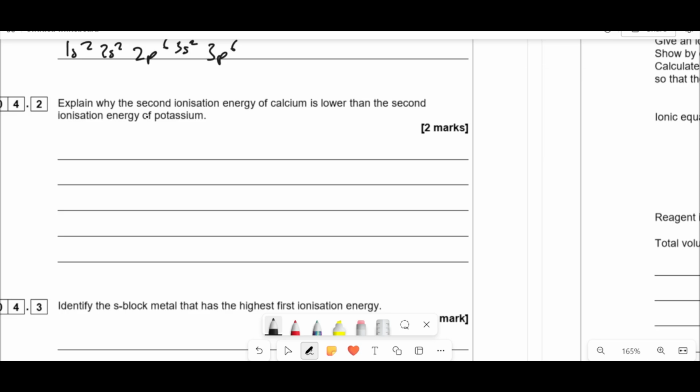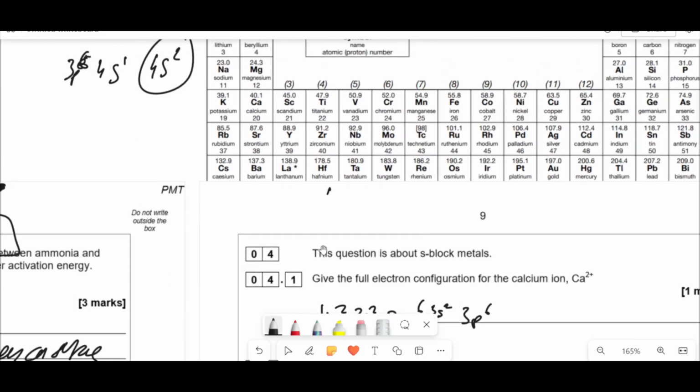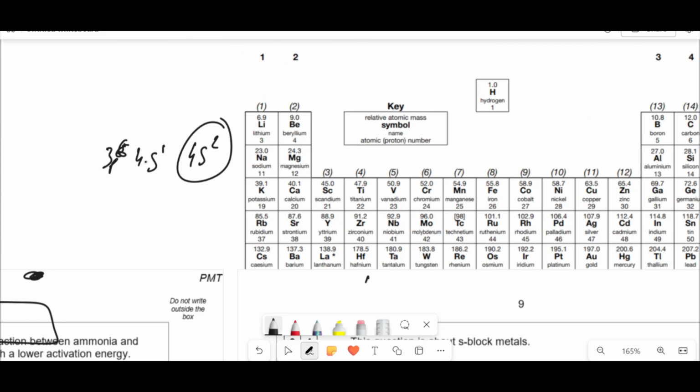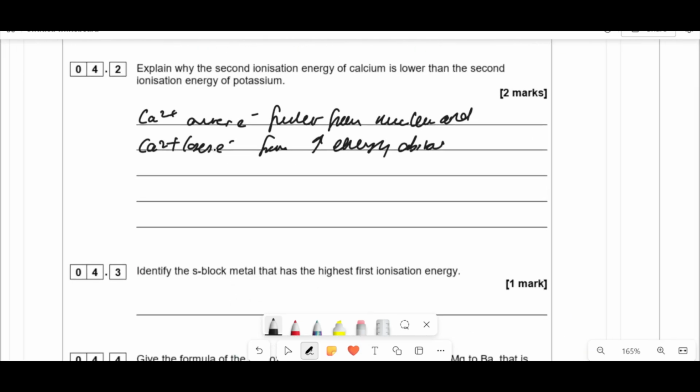So comparing them side by side, the only difference is that for Ca, its outer electron is further from the nucleus, and Ca loses electrons from a higher energy orbital. As well as that, we're in 4s2 versus 3p, going up into a new subshell as well. So there's more shielding as well. Because in K+, you're going back down into 3p, whereas Ca+, you've still got 4s1 left, like I said above.